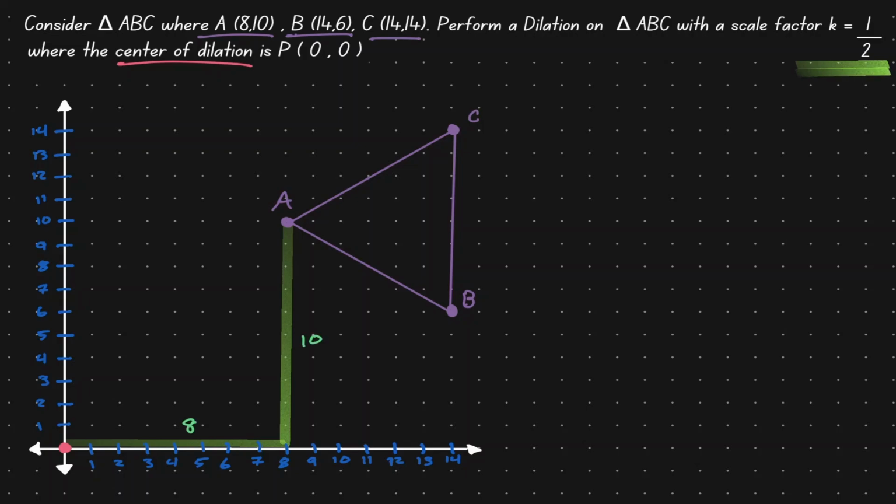Because our scale factor is 1/2, let's halve that distance. So from the center of dilation, instead of moving 8, let's move 4 units to the right. And instead of moving 10 up, let's move 5 units up. And notice that we got a coordinate point. This is the location that we will have for A prime.